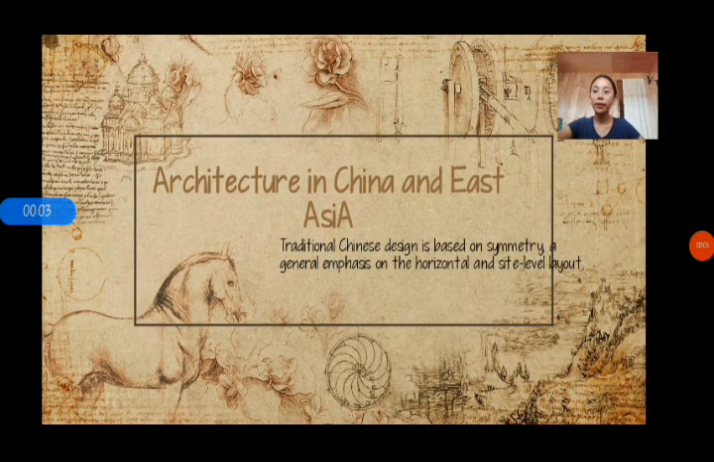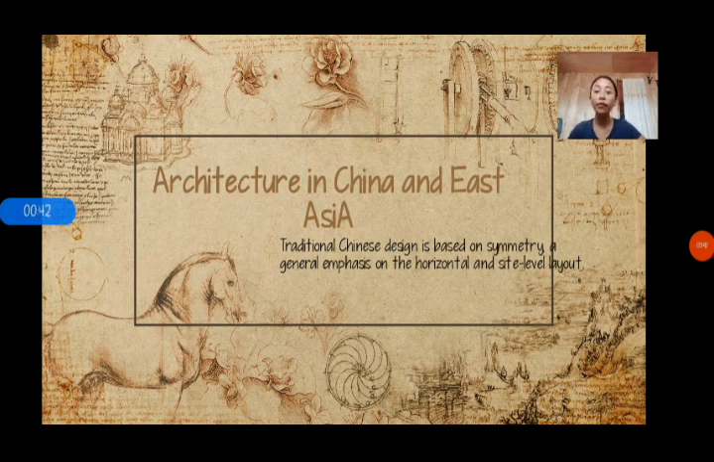Good day, everyone. I am Nakidima Saudling, and today I am going to discuss my topic, which is the architecture in China and East Asia. Since we are done discussing the materials and methods of architecture, let us proceed to this topic. Traditional Chinese design is based on symmetry, a general emphasis on the horizontal and site level layout. Chinese architecture refers to a style of architecture that has taken shape in East Asia over many centuries.